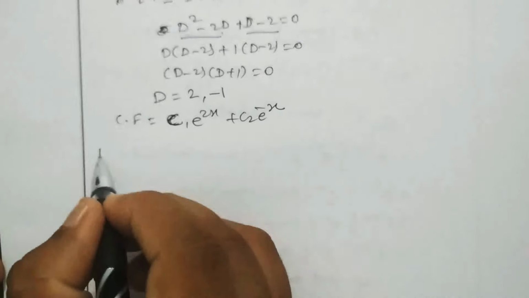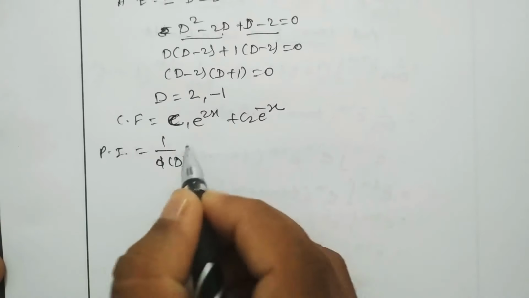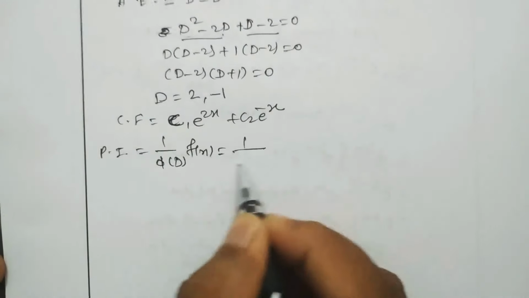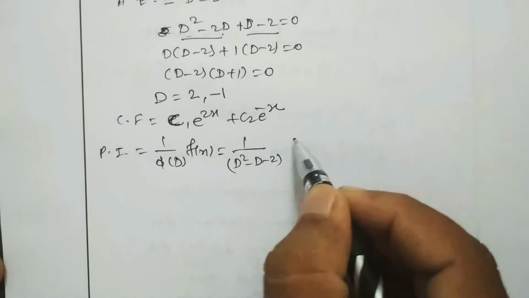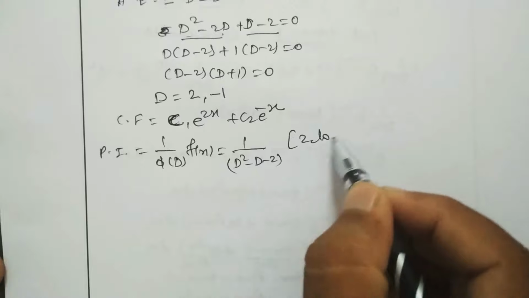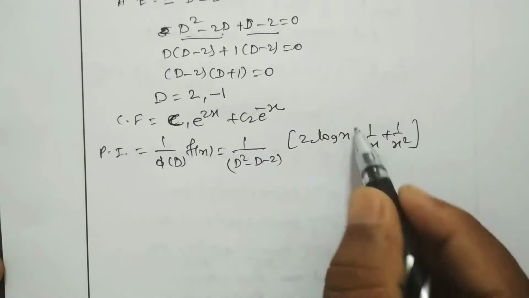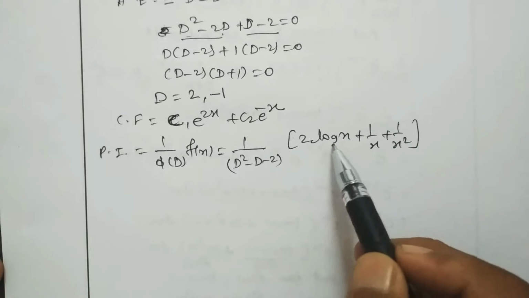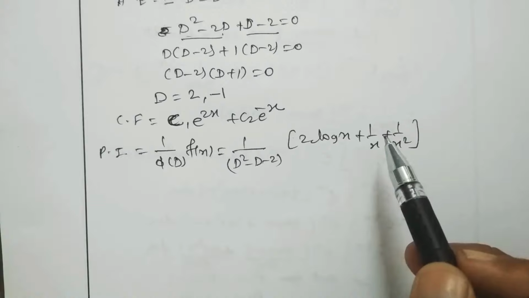Then for the particular integral, the formula is 1 upon phi of d into f of x, that is 1 upon d square minus d minus 2 into f of x, where f of x is 2 log x plus 1 by x plus 1 upon x square. Again you see that f of x contains log x and 1 by x square, so the shortcut method is not applicable here, so you use the general method.